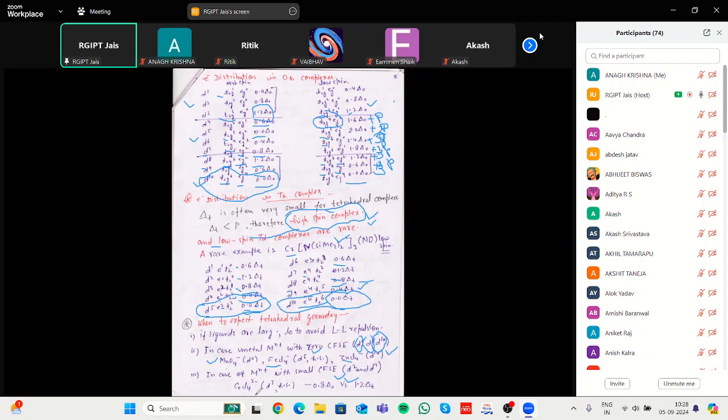But CFSE depends, in case of d2 and d7, d2 and d7 are almost similar, but whether it is high spin or low spin depends upon which type of ligand is attached and how much the Z effective of the complex is. If Z effective is more, it forms a low spin complex, means there is a pairing of electrons in the same orbital. That's why the pairing energy comes.